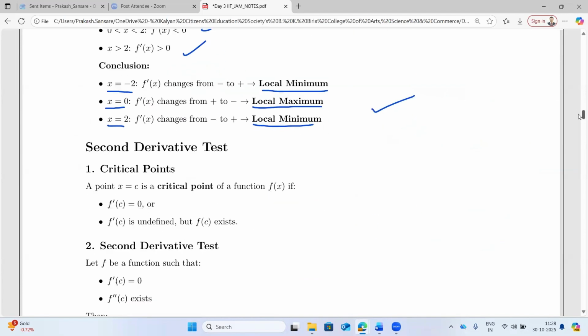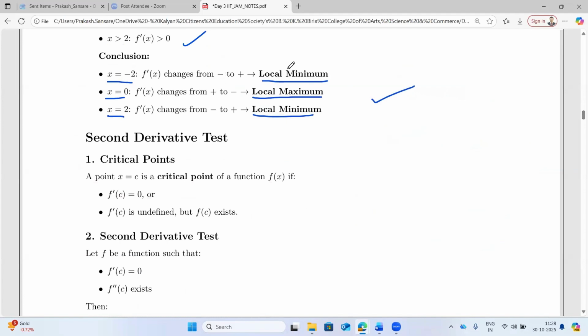Now we'll move towards the second derivative test. Of course, I'll give you additional problems where you can apply the first derivative test and find out the local maxima or minima. Right. So we'll move to the second part: how to find maxima and minima using the second derivative test.